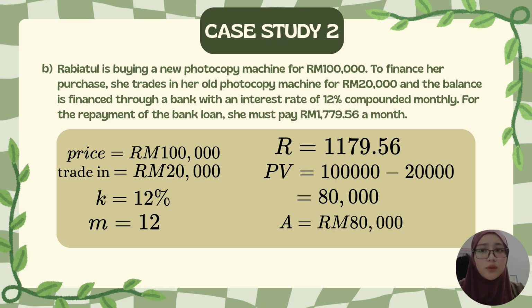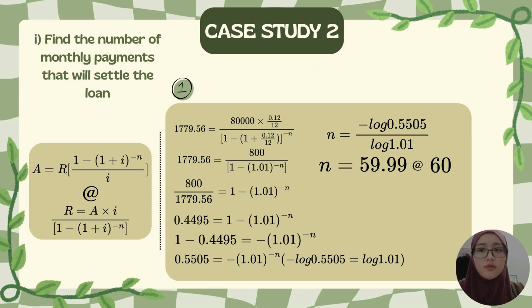replace in our formula. The formula that I will be using is R equals A times i divided by open bracket 1 minus open bracket 1 plus i close bracket raised to the negative power of n close bracket. To get A from our information, we need to subtract the new photocopy price and the old photocopy trade-in price. So after that, we're just going to put all the information in our formula.